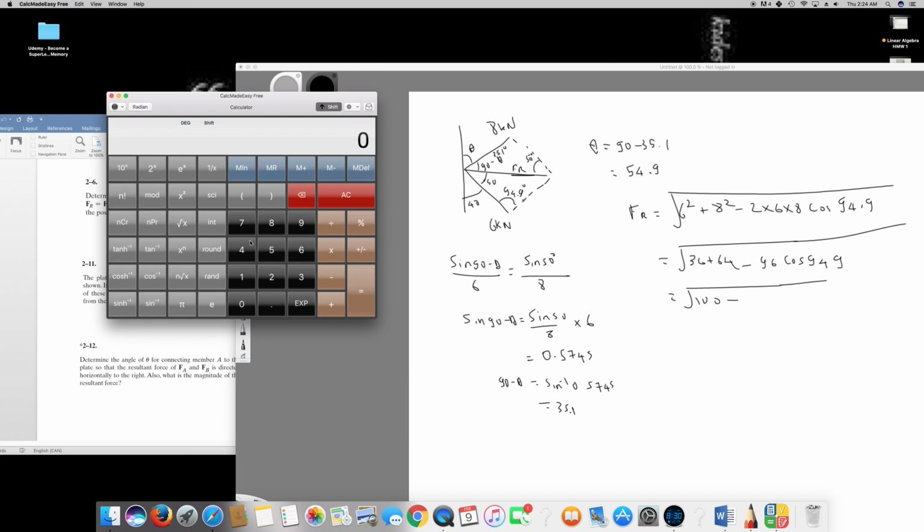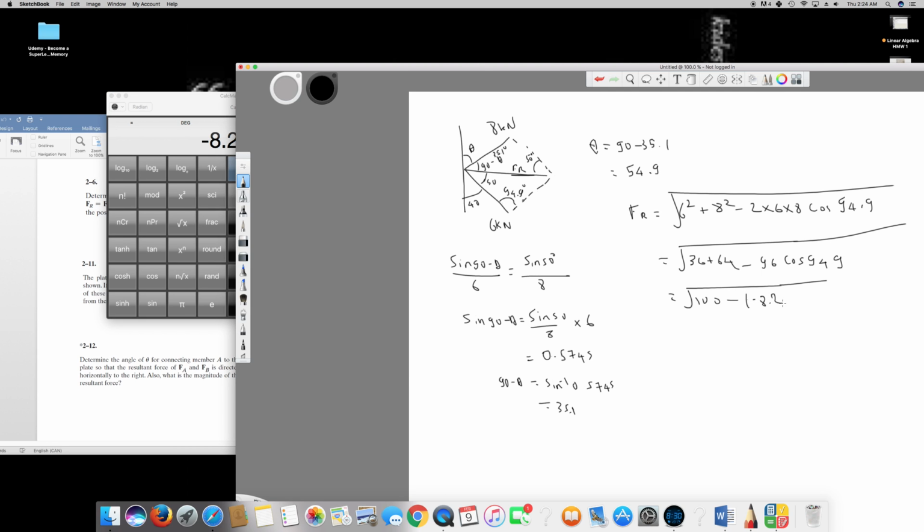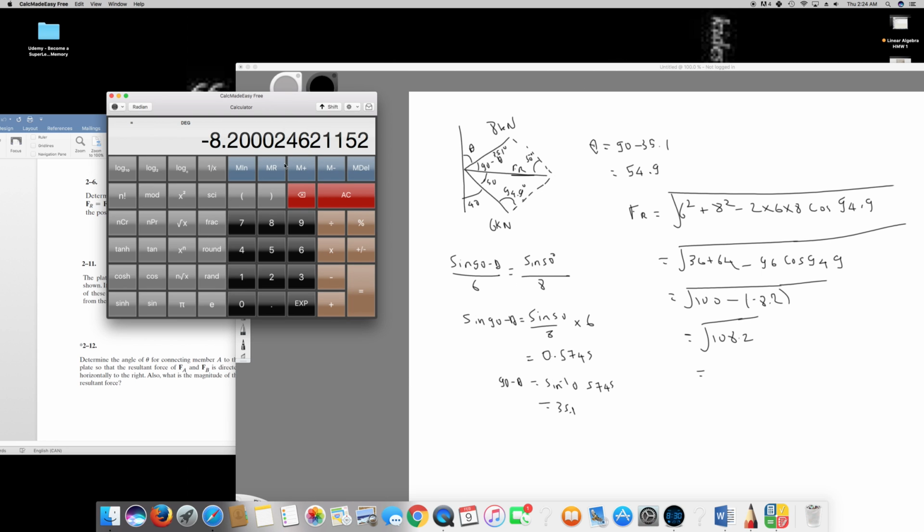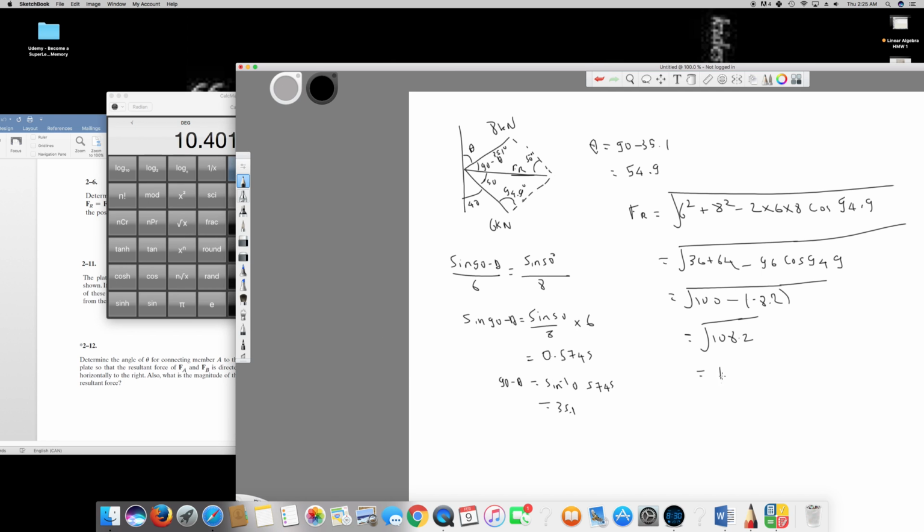94.9 cos gives a negative number, so I'm just simply going to multiply it with 96. If I multiply by 96, it's going to be minus 8.2. Since this is minus 8.2, minus minus will become plus, and it's going to be 108.2. So let's find the square root of it. The square root of 108.2 is going to be 10.4. 10.4 kilonewton. This is our final answer.